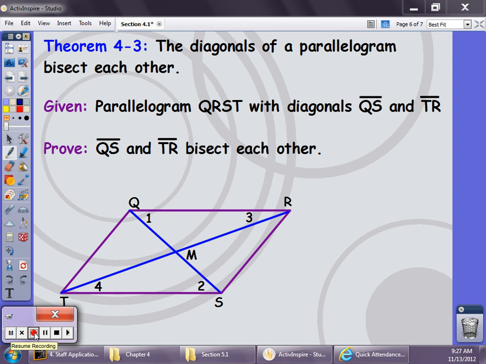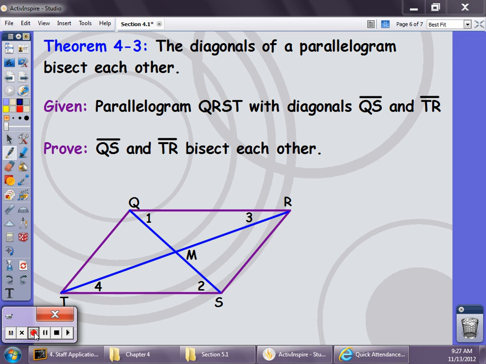The last theorem that we're going to look at today is Theorem 4-3. The diagonals of a parallelogram bisect each other. We are given parallelogram QRST with diagonals QS and TR. We need to prove that QS and TR bisect each other, which will allow us to say that the diagonals of a parallelogram bisect each other, based on what we know about proving triangles congruent. First, we're going to look at some of the other properties that we know about parallelograms.